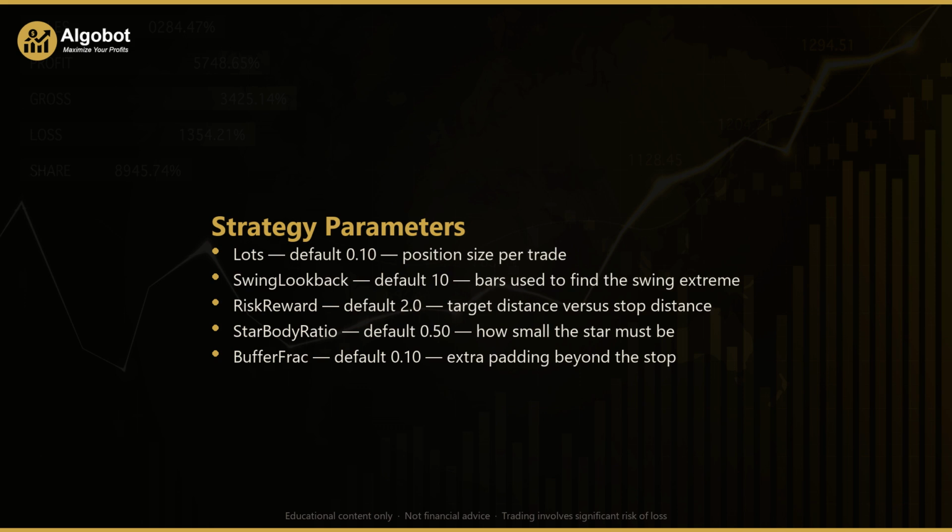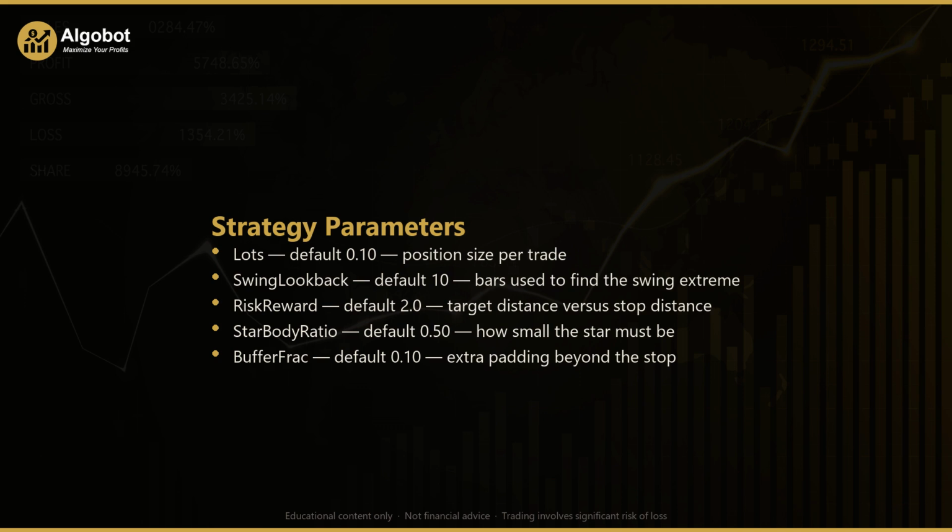Next is SwingLookback, defaulting to 10. This is the number of bars the strategy scans to find the highest high and lowest low. A larger lookback demands a more significant swing extreme before it will trade, which means fewer but potentially more meaningful signals. A smaller value makes it more sensitive and more active. You can set this anywhere from 3 up to 40.